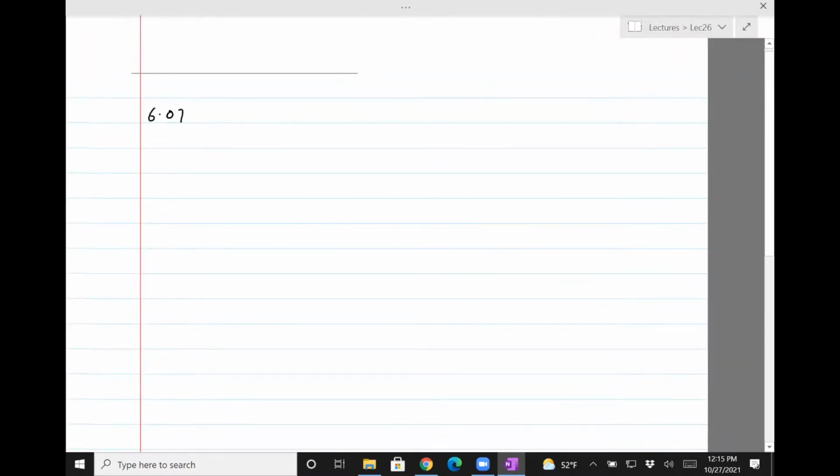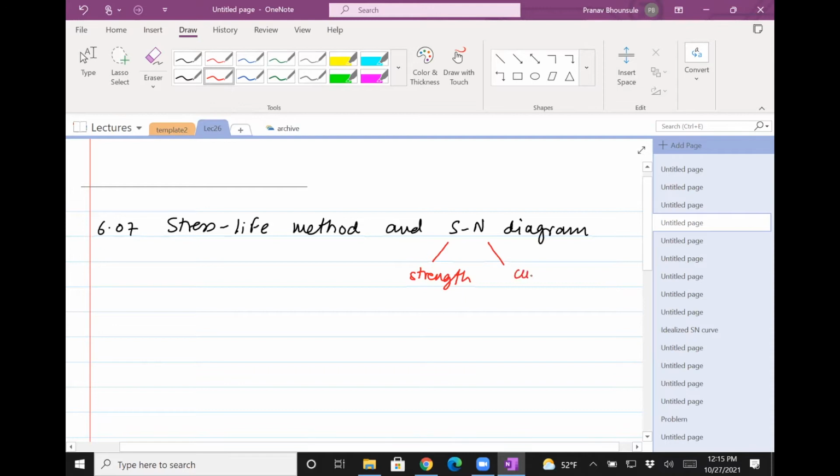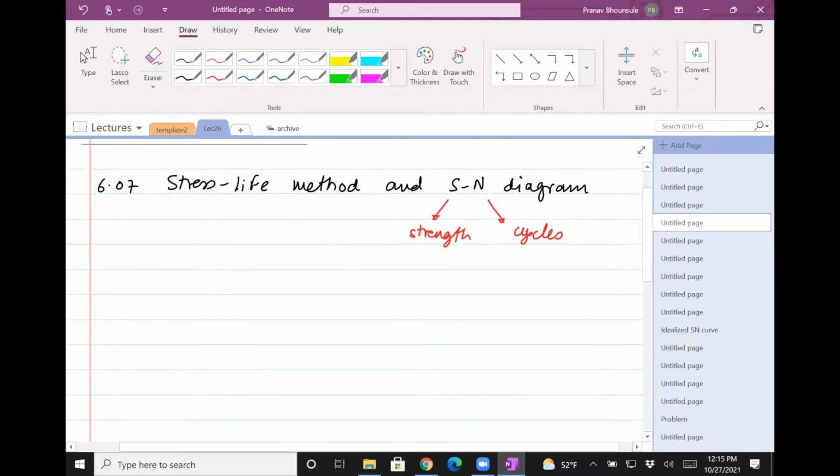So the stress life method and the SN diagram. Okay, here S is the strength and N is the cycles. Again, that will become clear when we talk more.